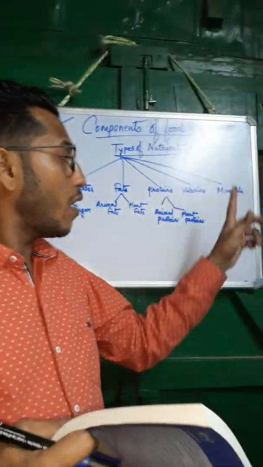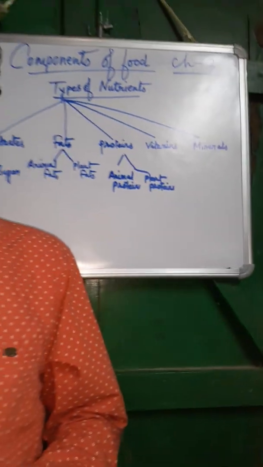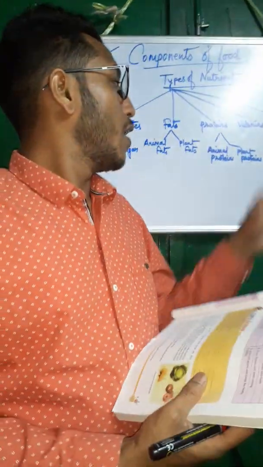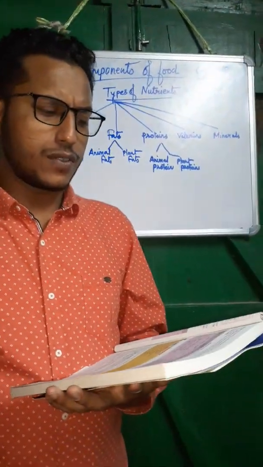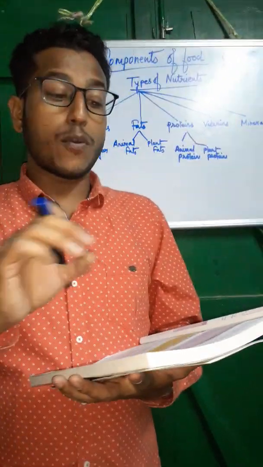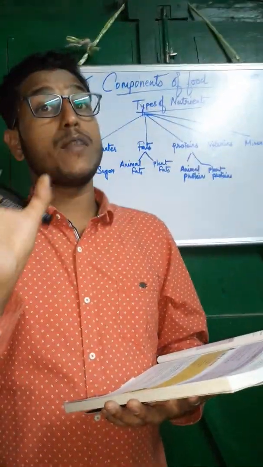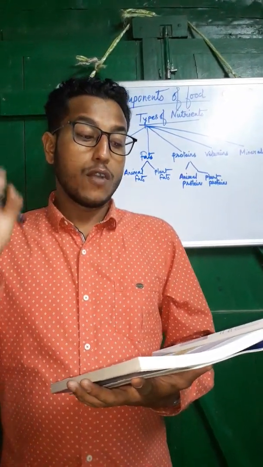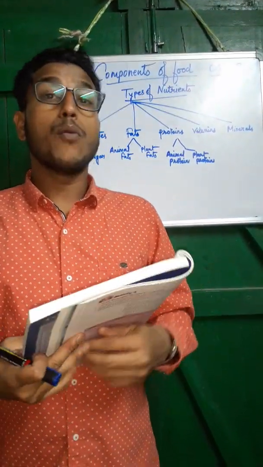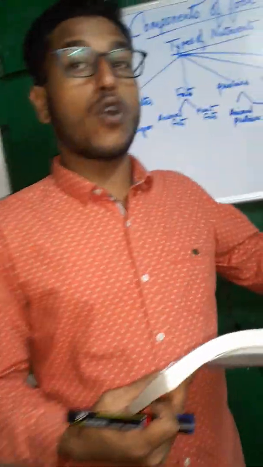Now, we'll go for minerals. Like vitamins, minerals are also required by the body in very small quantities. So we have understood that vitamins and minerals are required by the body in very small quantities, but are essential for proper functioning. They are very important for our body. Food items containing minerals are called protective foods.